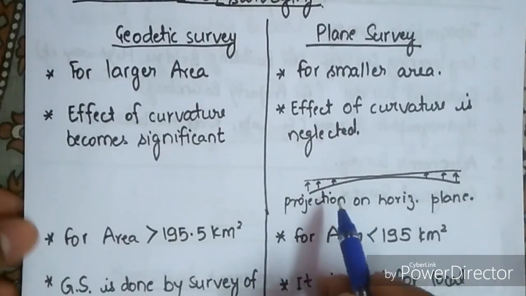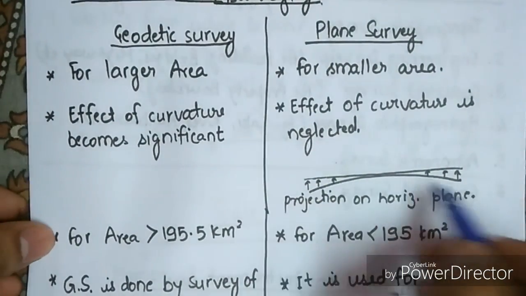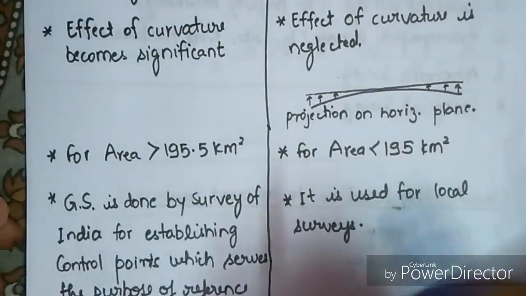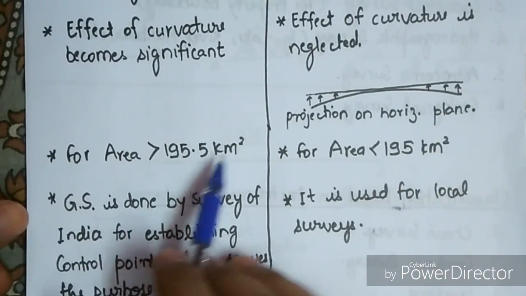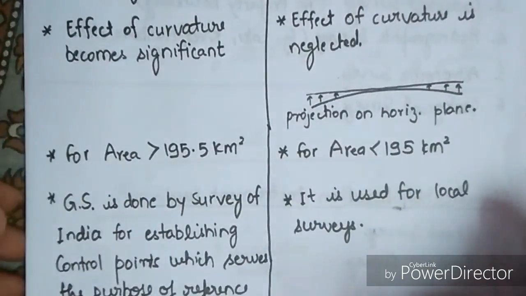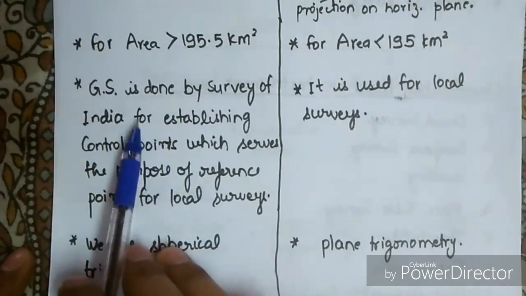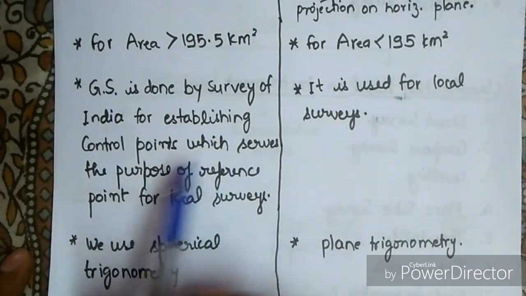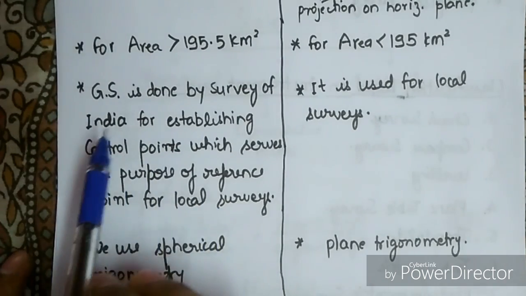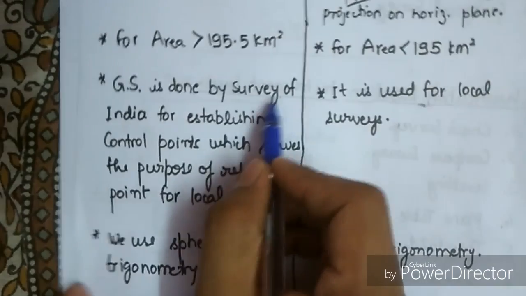Here we can draw the projection of horizontal plane onto this surface. Okay, this is the earth surface and we take the projection. Okay, for area greater than 195.5 kilometer square we use geodetic surveying, while for area less than this we use plane survey. Geodetic survey is done by Survey of India for establishing control points which serve the purpose of reference points for local surveys. Okay, this is the basis for different surveys and this is performed by Survey of India.